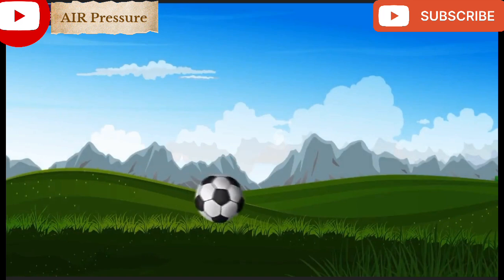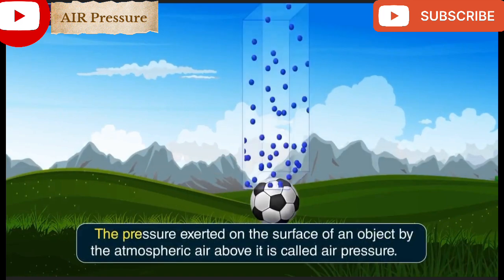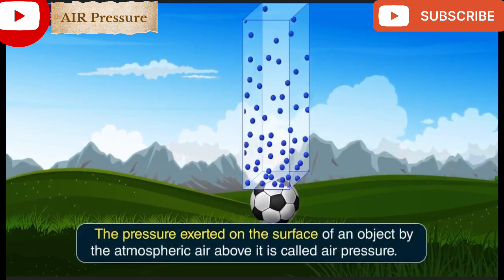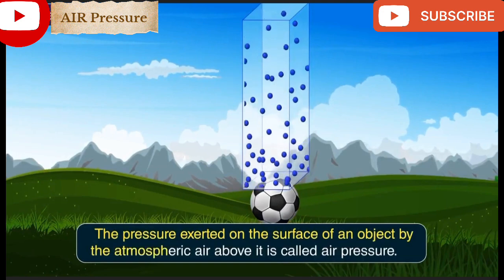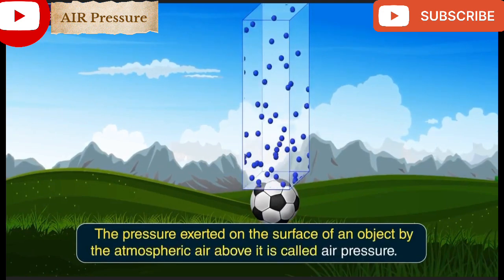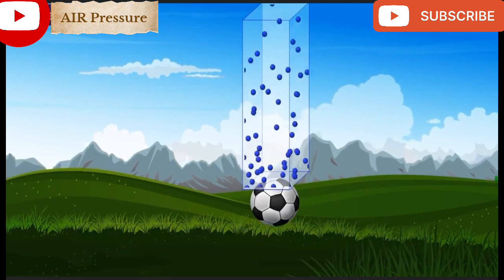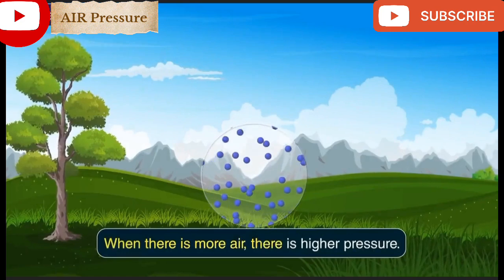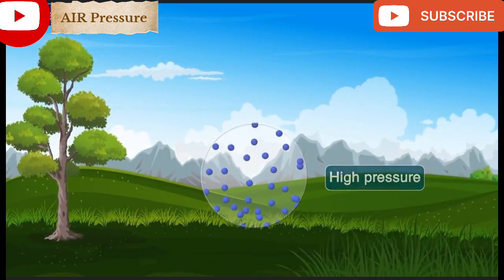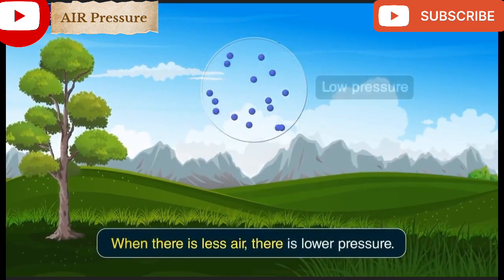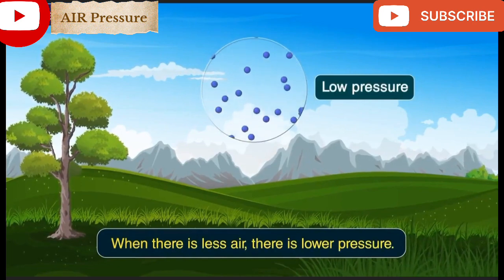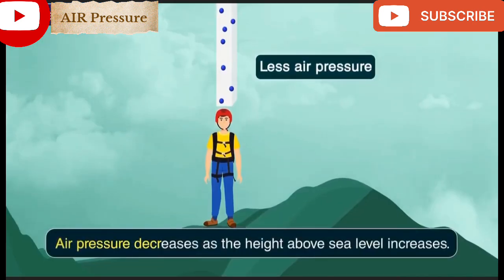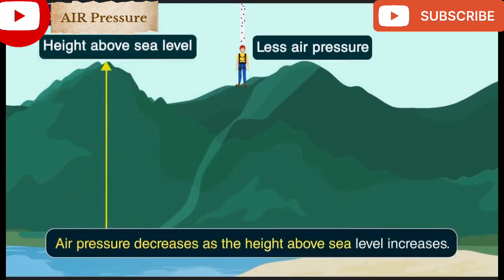Let us summarize what we have learned. The pressure exerted on the surface of an object by the atmospheric air above it is called air pressure. When there is more air, there is higher pressure. When there is less air, there is lower pressure. Air pressure decreases as the height above sea level increases.